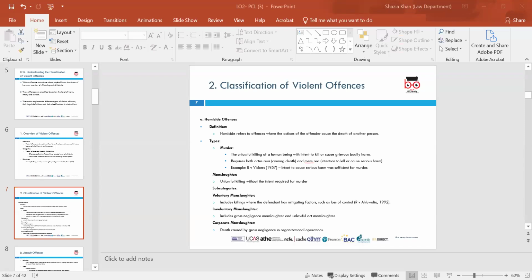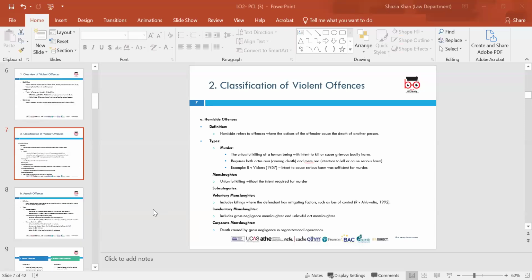The case for murder is R v Vickers, 1957, where an intent to cause serious harm was sufficient for murder. Manslaughter is the unlawful killing of another person without the intent required for murder. Manslaughter can be voluntary or involuntary. Attempted murder is another one, an unsuccessful attempt to unlawfully kill another person.